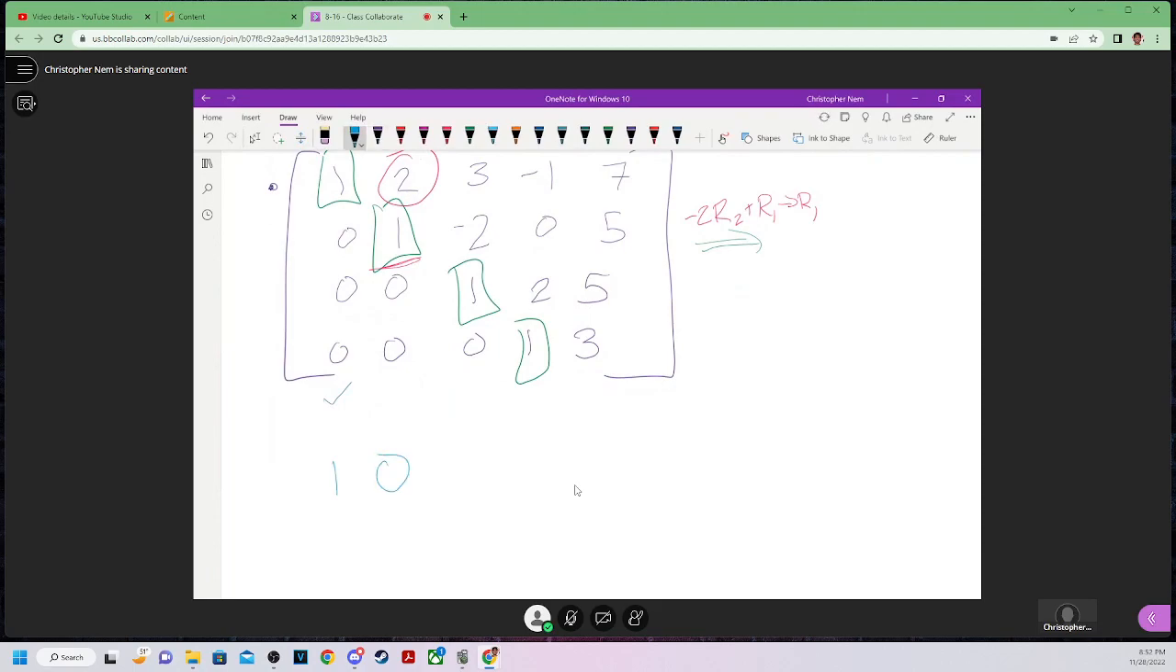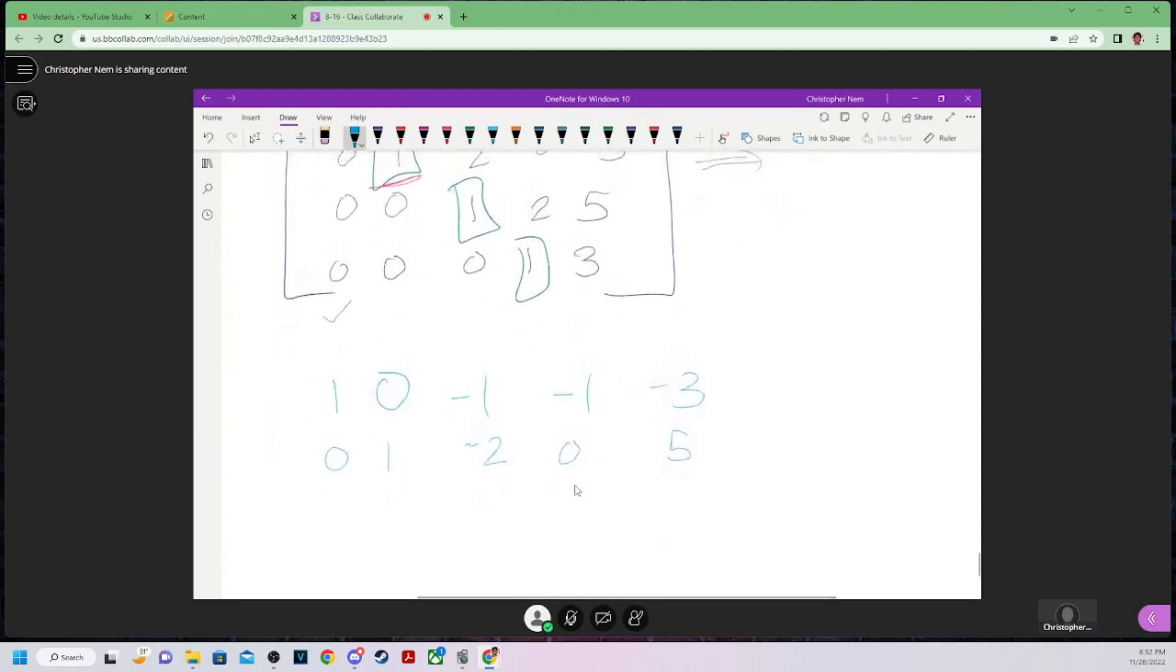Now if I actually did the calculations here, this is -1. 0 times -2, that's 0. So that's -1. And then -10 plus 7, that is -3, 0, 1, -2, 0, 5. And then everything else stayed the exact same: 0, 0, 0, 1, 3.